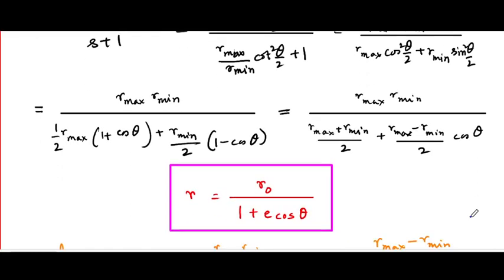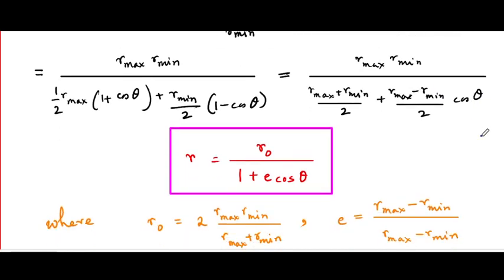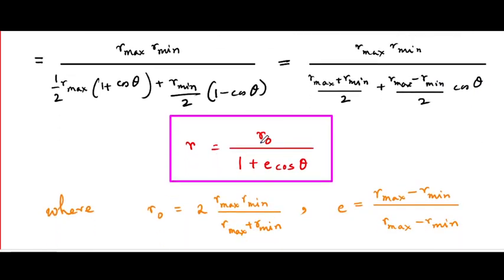And so we can simply rewrite this as r equals a constant. If you just divide through in the numerator and the denominator, whatever comes in the numerator you call r0. The denominator becomes a 1, and this ratio is what you call e. This helps us identify the parameters r0 and e with the maximum and the minimum distances.